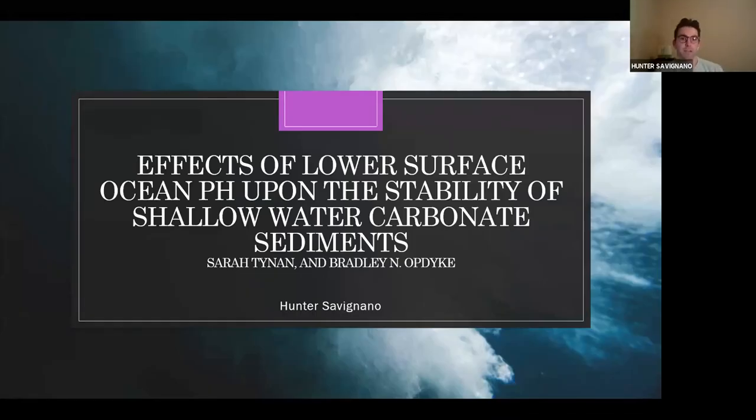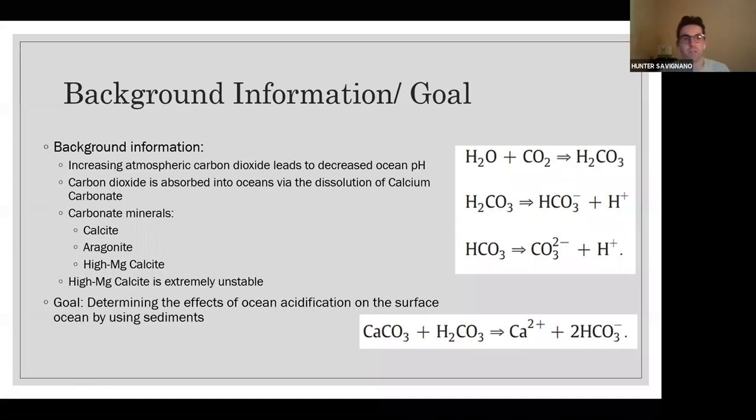Hi, so I will be presenting on the paper Effects of Lower Surface Ocean pH upon the Stability of Shallow Water Carbonate Sediments. So just some background information.